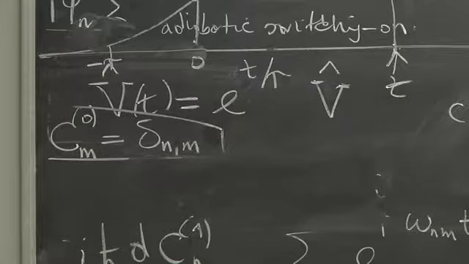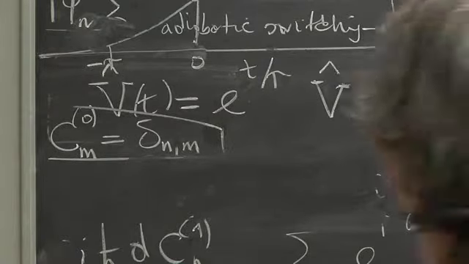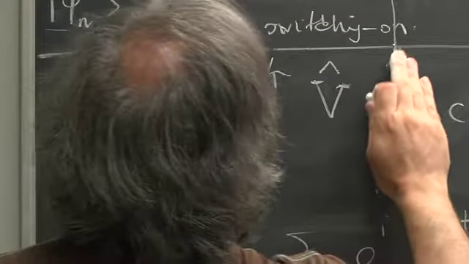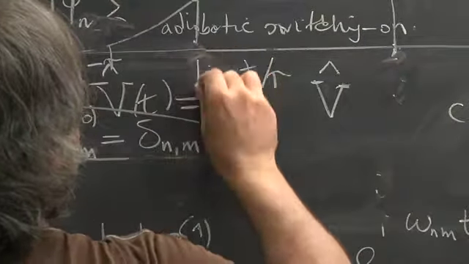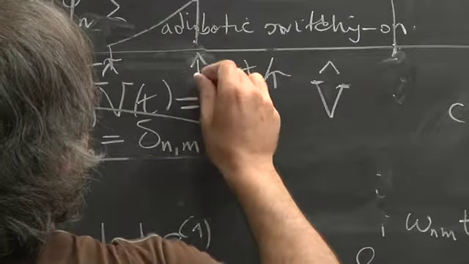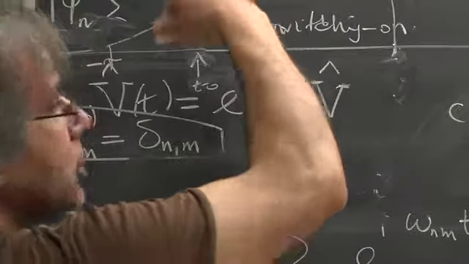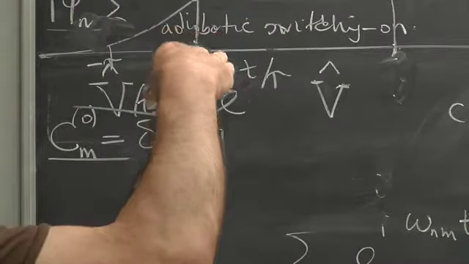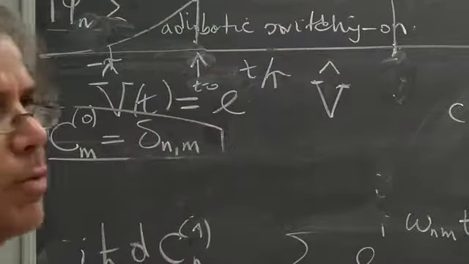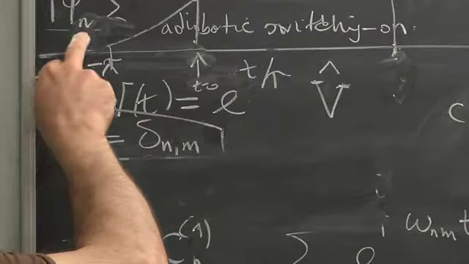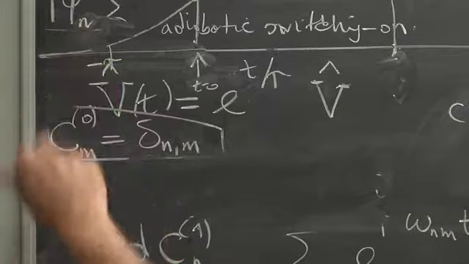Let's see. For instance, I might ask you, what is the state at time 0? So the time that I really want is 0, because at this time the perturbation is fully settled, right? So I want to know there what happens to the state, if I started at very negative times from a given phi n.